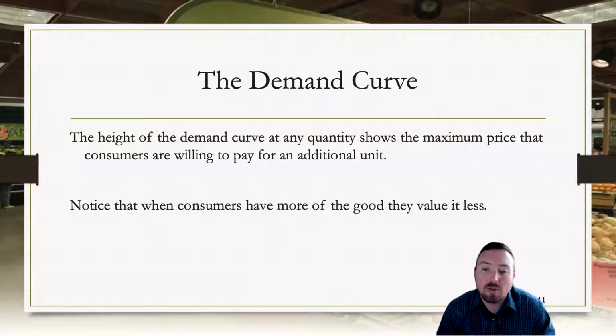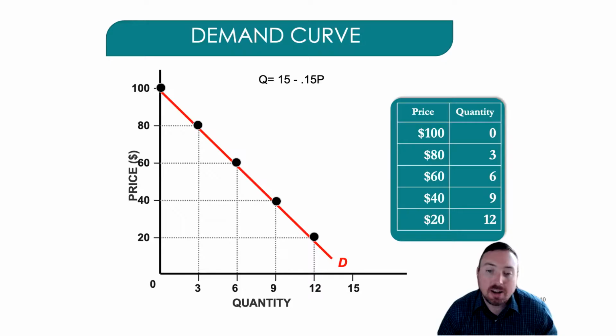Notice that when consumers have more of a good, they value it less. Again, we can illustrate that with our demand curve as well. The more of a good that a consumer has, the less they're going to value it. All right, and that makes sense, right? Let's say that you have one jug of water left in your refrigerator, right? You're going to value that a little bit higher than if you had 20 in your refrigerator, right?